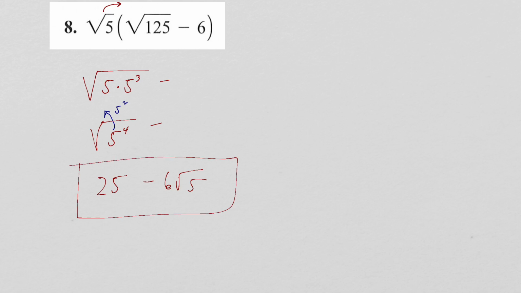Now you could have multiplied 5 times 125. The reason I didn't is because I didn't want my numbers to get too big, just to turn around and make them small again. So I left it in factored form, which was easier to do.